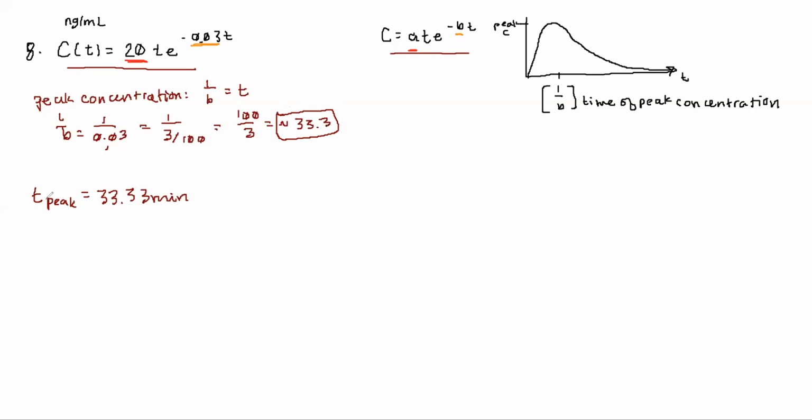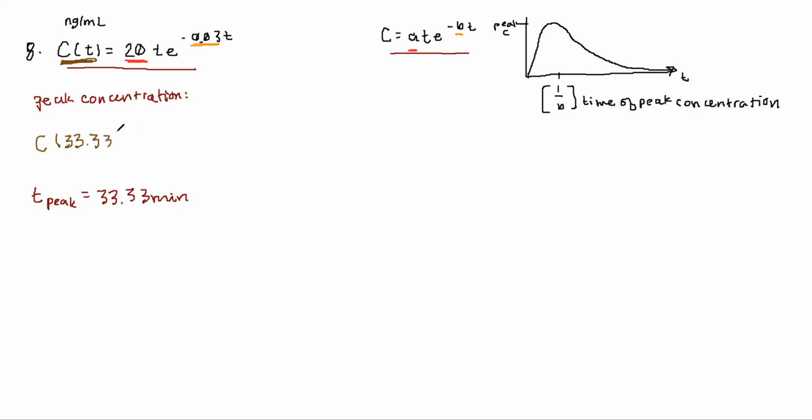What is the peak concentration? How do we find concentration based off of this equation? What is the equation of C of t? So we have a time, 33.33 minutes, and we have a function where if we plug in time, we get concentration. So C of 33.33 is going to be our answer.